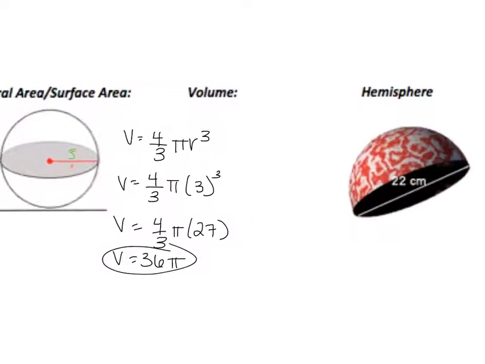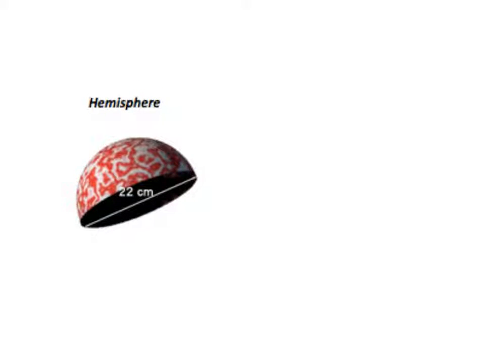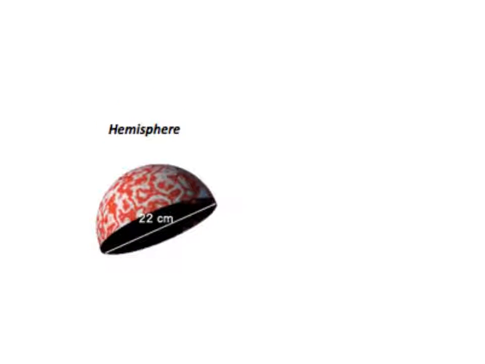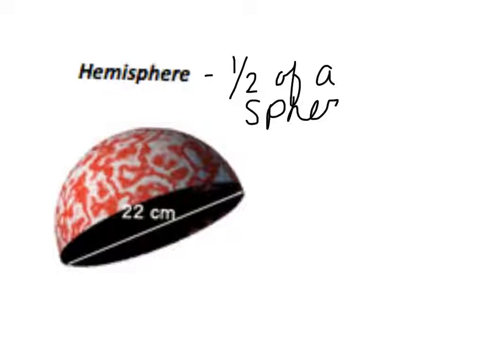Okay, now transforming that over to a hemisphere. Hemispheres are a little bit different. If you look at the picture, a hemisphere is half of one sphere. So if I'm trying to find the surface area of this, first of all, I have the diameter. That's 22. That means the radius is going to be 11.